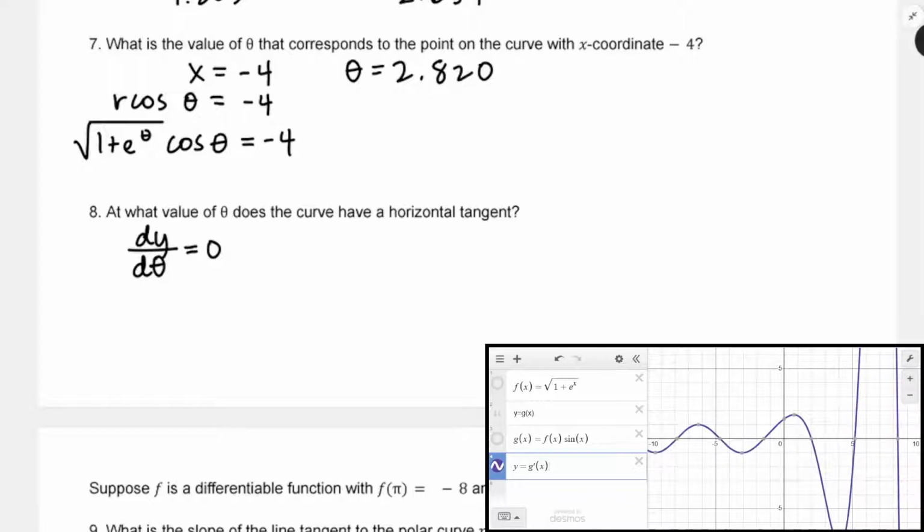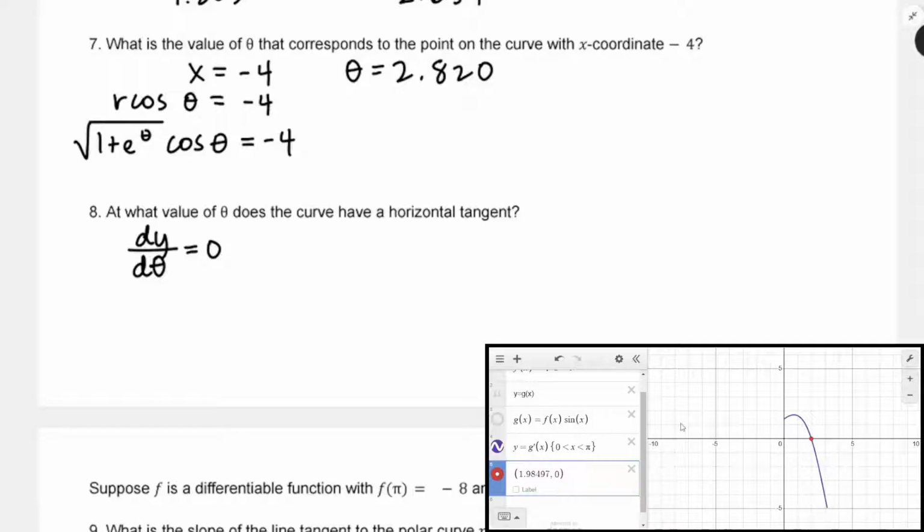I'm using y to mean more than one thing, but if I say this on 0 to pi, then there's only one place where this is equal to 0. That's 1.985, and that's great. Say dy/dθ equals 0, I might write in what y equals: square root of 1 plus e to the theta, sine theta. But you could also say y equals r sine theta, and that would make just as much sense. And that's what gave me theta equals 1.985 with the calculator.